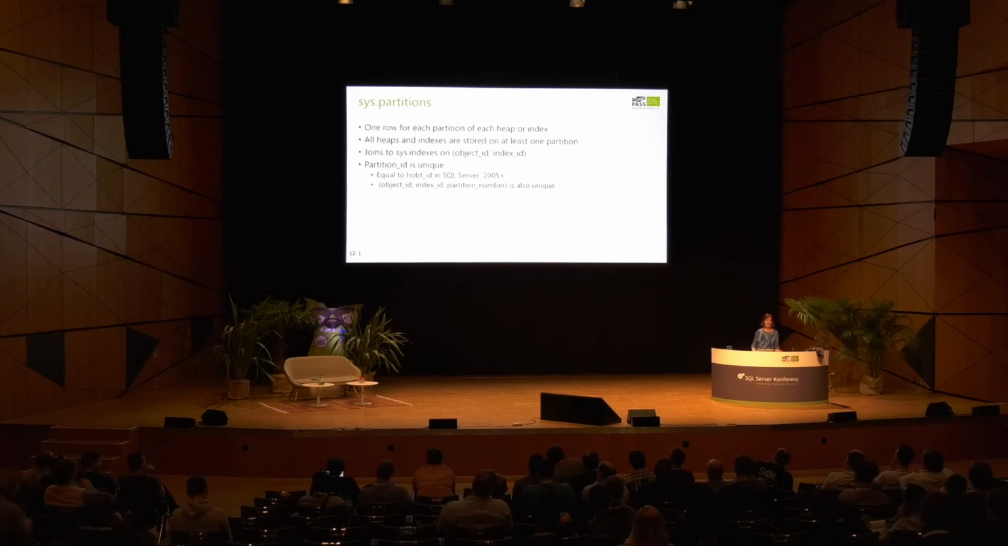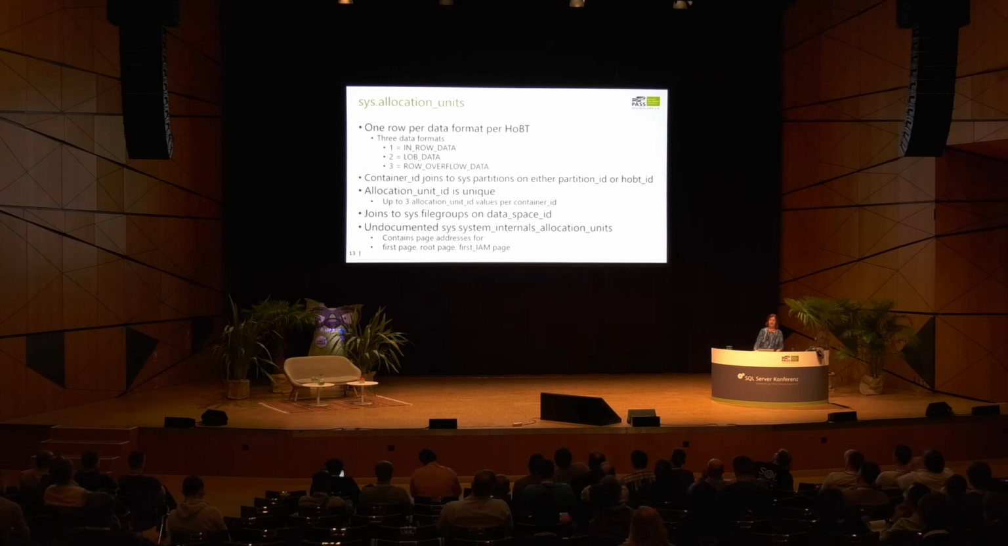Your partition ID is this long identifier. We'll see that in the metadata in just a minute. And then the third view, sys.allocation_units, one row per format per partition or Hobbit. I didn't mention Hobbit here. I think I edited the slide. Remember, I should have added that in the list of terms that we've got.